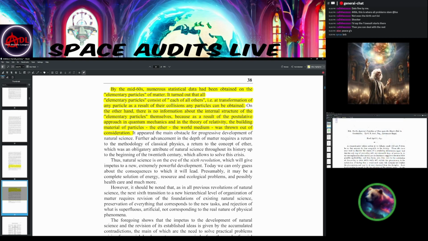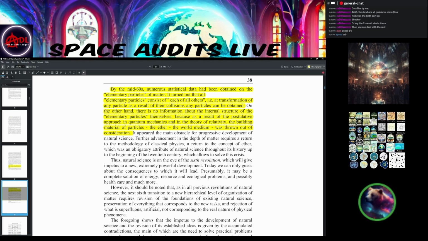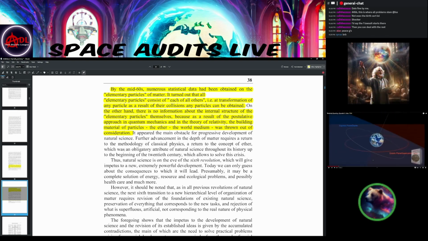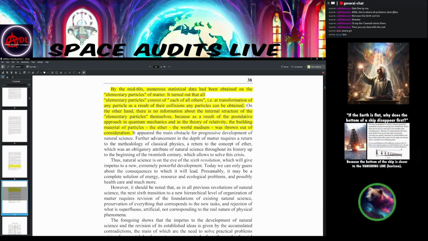It appeared that this was the main obstacle for development in natural science. Furthermore, advancement into the depth of matter requires a return to the methodology of classical physics, a return to the concept of ether, which was an obligatory attribute of natural science throughout its history up to the beginning of the 20th century, and which allows us to solve this crisis.